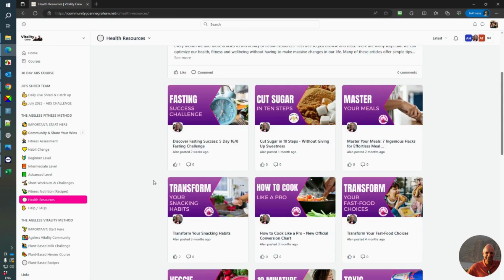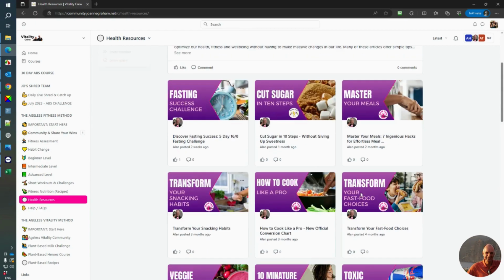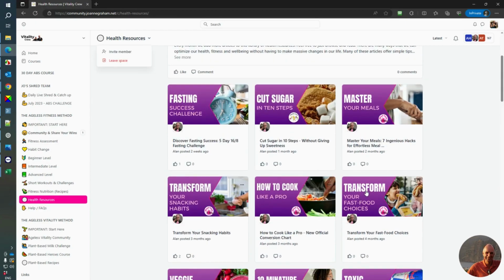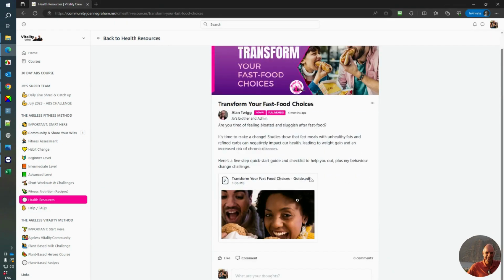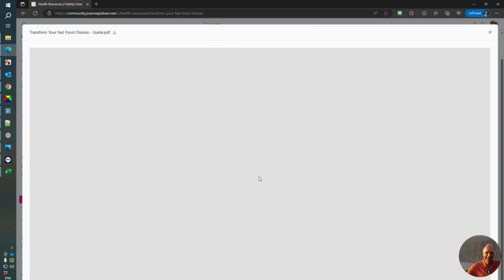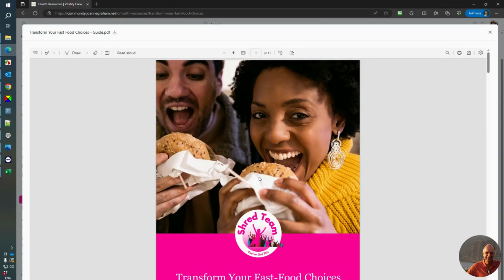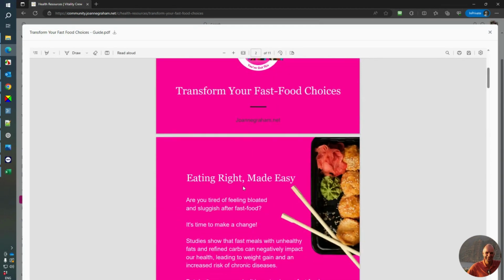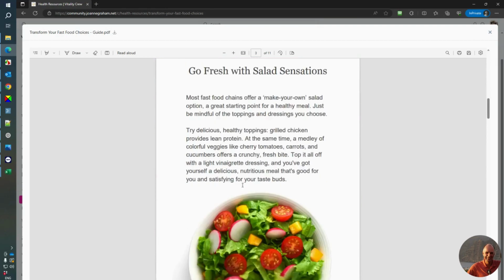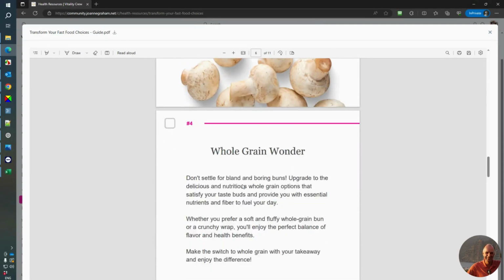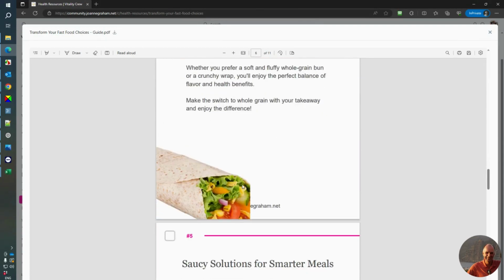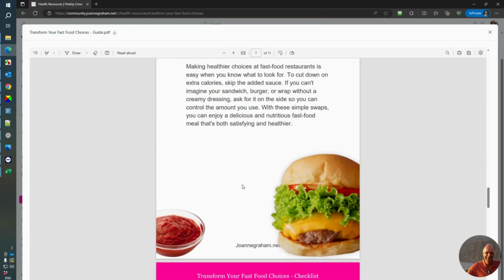Okay. Let's have a look at transform your fast food choices. So lots and lots of us are eating out a lot, or we're having meals delivered a lot. And this is just the same. It gives us ideas about how we can improve bit by bit, working to our method, which is small steps.